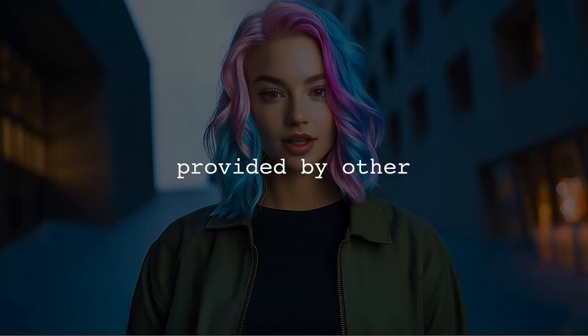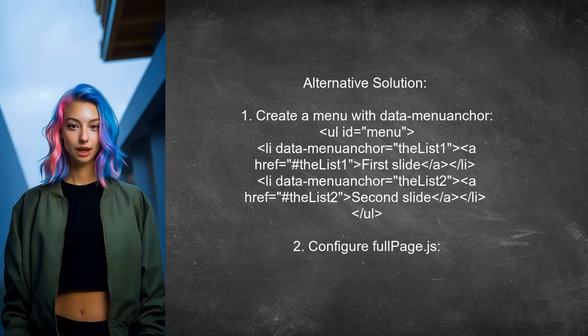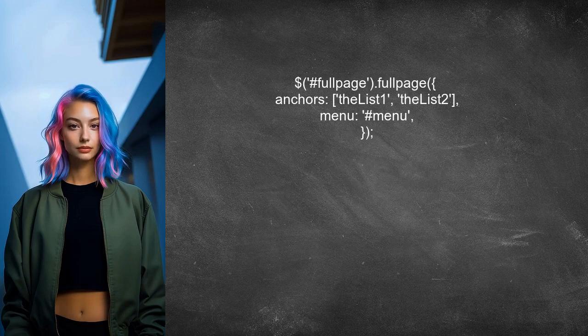Now let's look at the answers provided by other users. An alternative approach suggests using fullpage.js with a menu that includes data-menuanchor attributes. This allows you to link directly to specific items in your list. First, create a menu with list items that have these anchors. Then, configure fullpage.js with the corresponding anchors in your JavaScript setup.